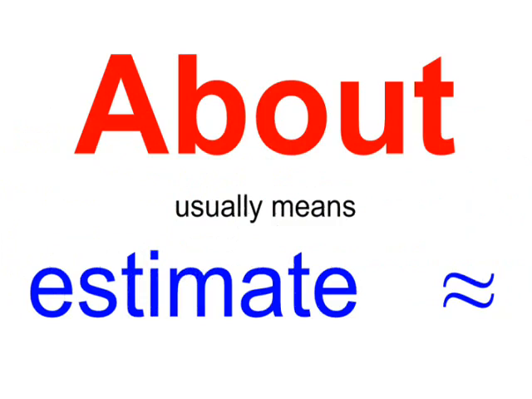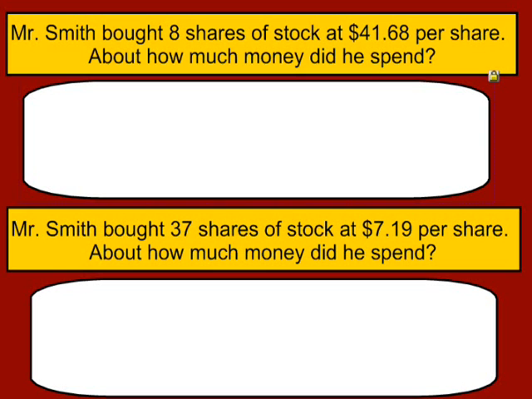Okay. Now just remember, the word about, really important, usually indicates that the problem wants you to estimate your answer, and there's your symbol for approximately or about. Let's do a couple examples.